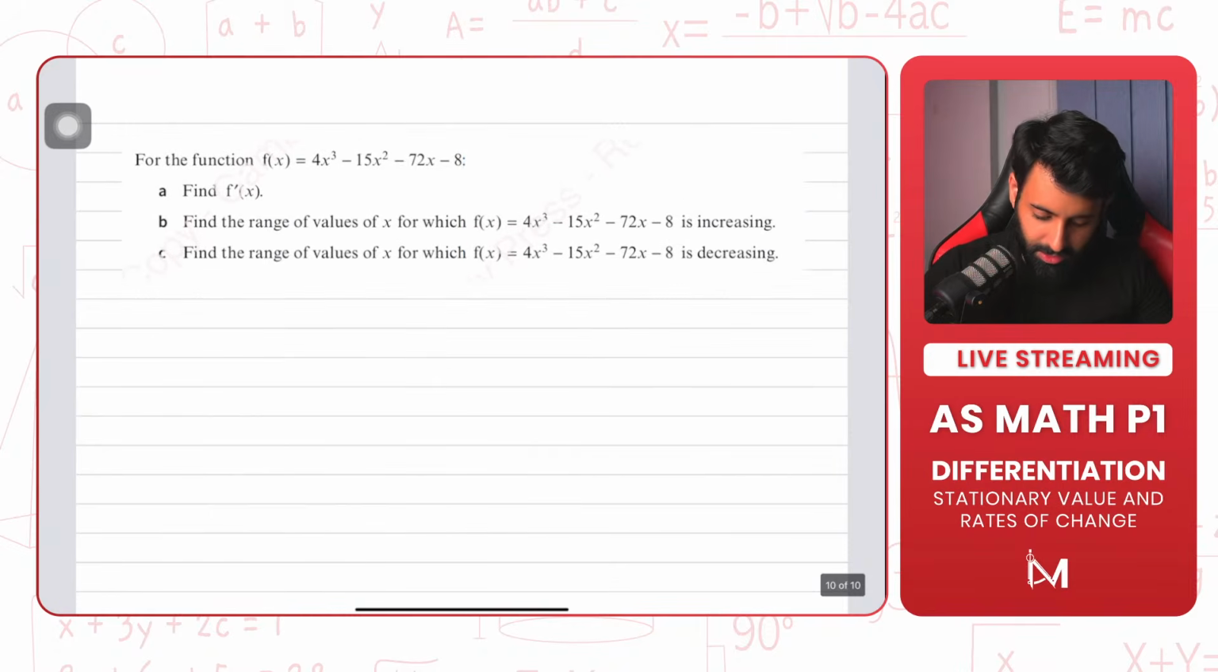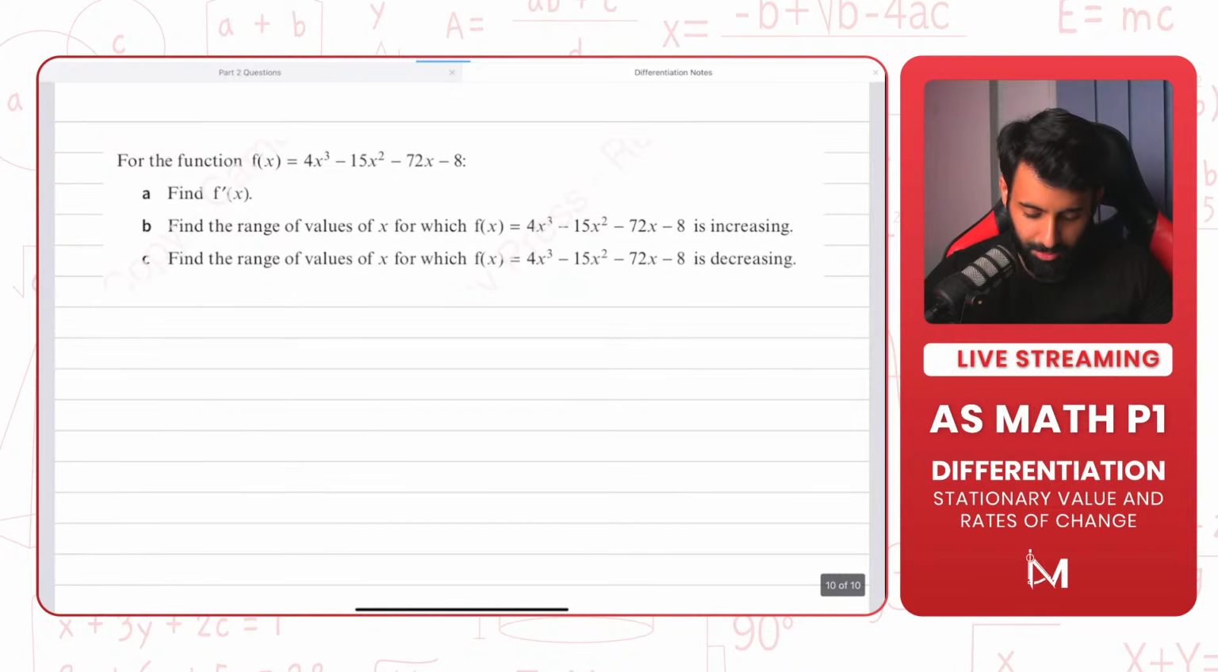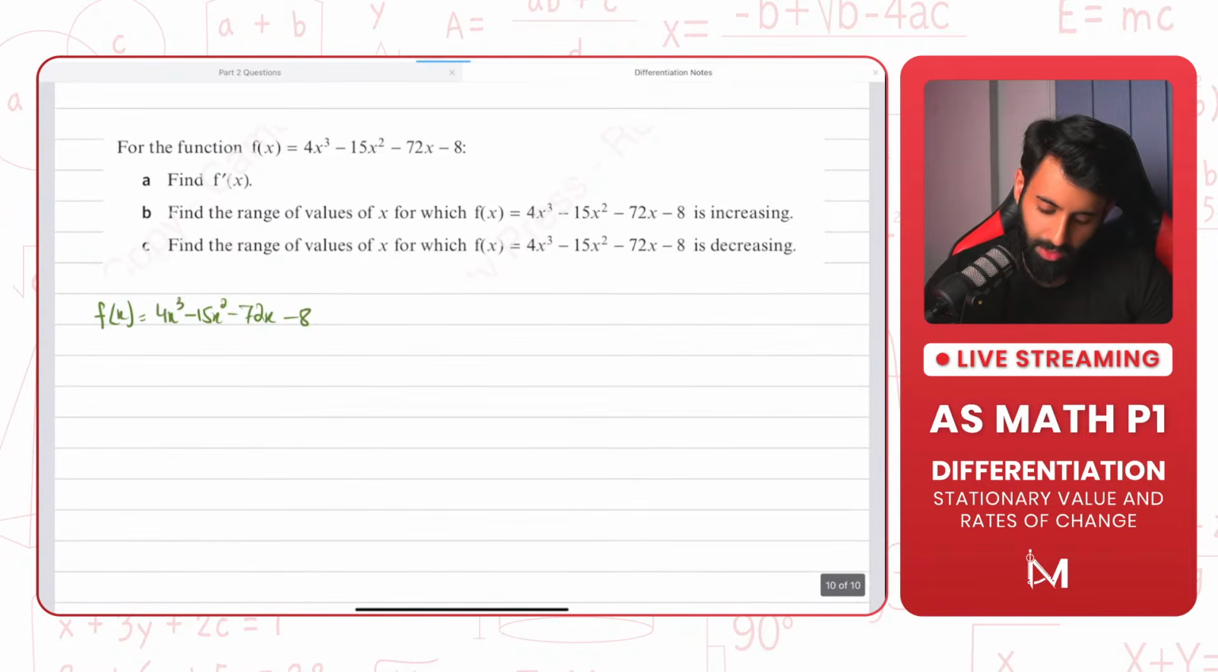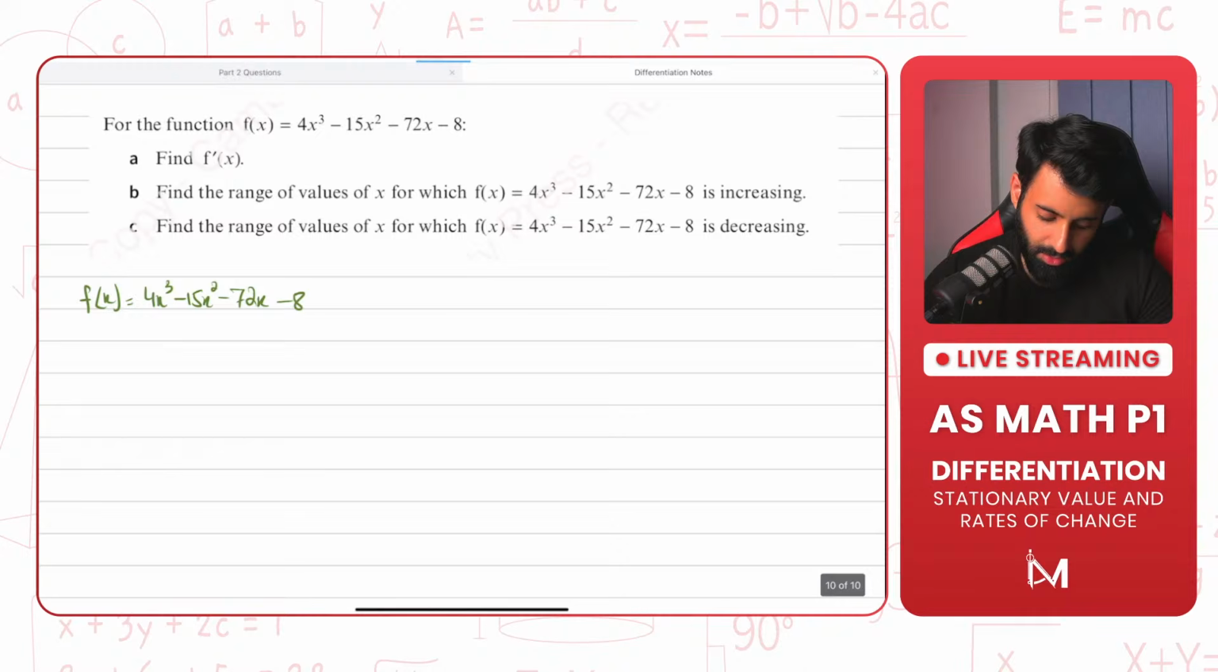Okay, so this is an example from the book. It's not from past papers. So it says here, for the function f of x is equal to 4x cubed minus 15x squared minus 72x minus 8. Find f prime of x, number 1. And then you need to find out the range of values for which it's increasing and for which it's decreasing.